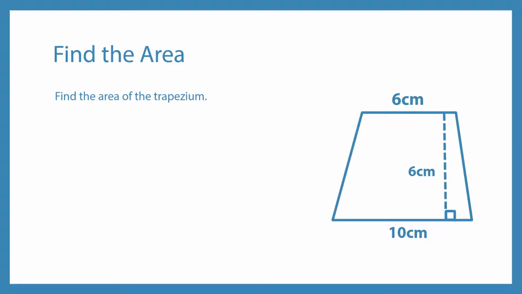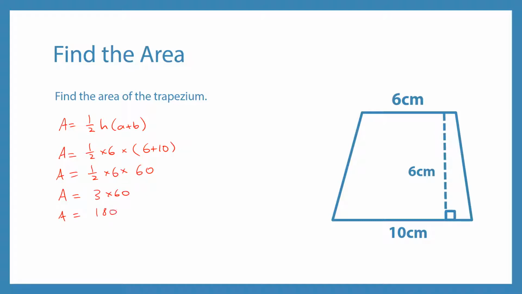And now we want to find the area of our trapezium. So remember, we have our area of a trapezium is half height times a plus b. So now we substitute in our values. A half of 6 times 6 plus 10, which is a half of 6 times 60, which equals 3 times 60, which is 180 square centimeters.